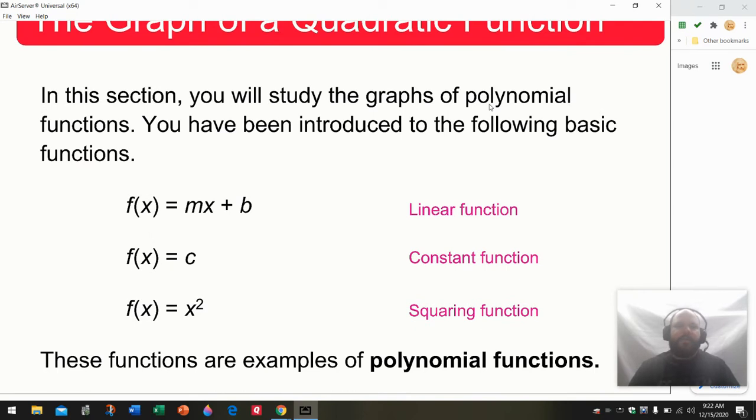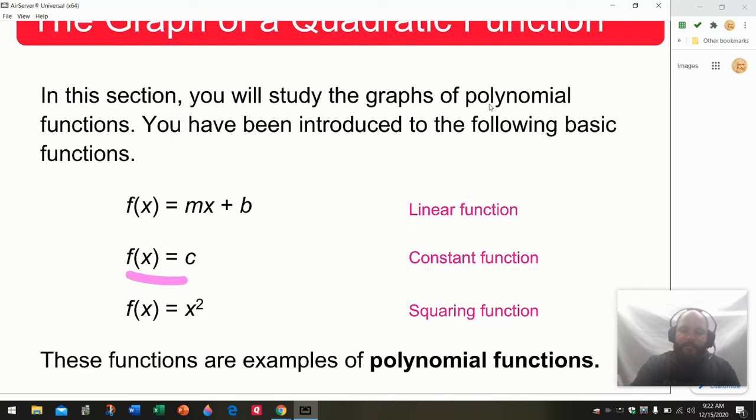So the first thing we want to look at is to notice the difference between these three equations. This equation right here, as you can see, is called a linear function. And the reason why it's called a linear function is if it were graphed with numbers for the m and the b, which are your slope and your y-intercept, you would get a graph that is a straight line, otherwise known as a linear graph.